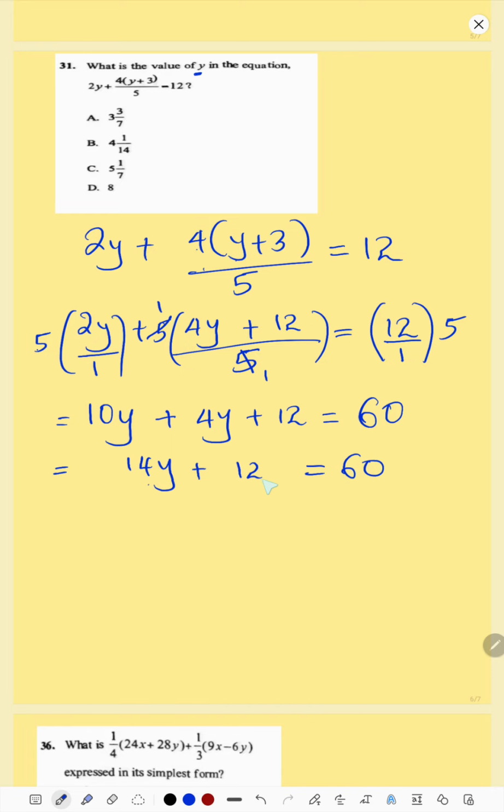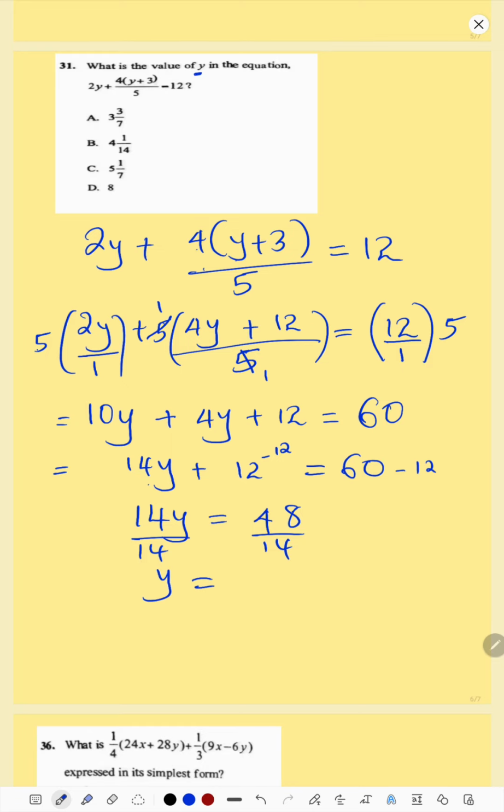Since we are solving for y, we need to take 12 to the other side, or rather, we can minus 12 on this side, and then we minus 12 on this side. Whatever you do on this side, you do on the other side. So here, we minus 12, we are left with 14y on this side. 60 minus 12 is 48. Now we can divide by 14 on both sides so that we are left with y.